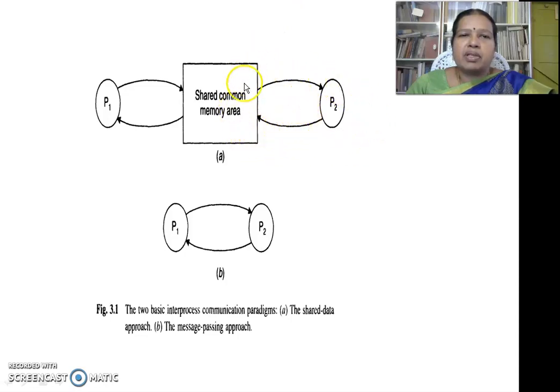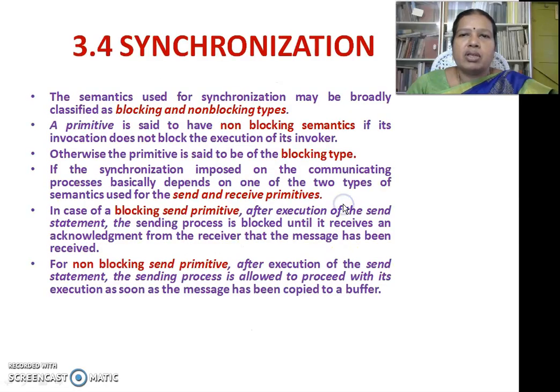In shared memory approach, two processes share some information through a common memory area, whereas in message passing approach, a message is transferred directly from one process to another process. So in this message passing approach, we are going to discuss two important methods. One is synchronization and another one is buffering.